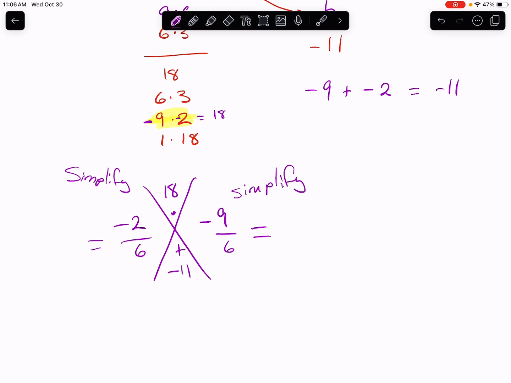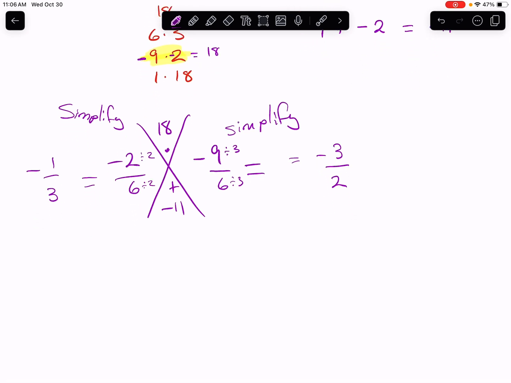Okay, 2 and 6 both divide by 2, so we have negative 1/3. I divided these both by 2. And 9 and 6 are both divisible by 3, which gives us negative 3/2. Okay, we then write our factors.